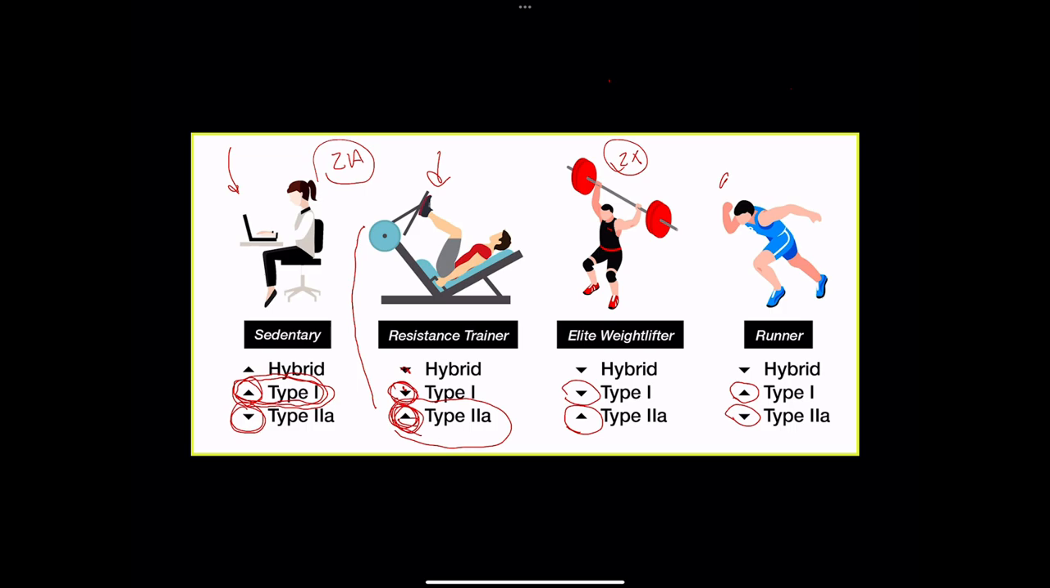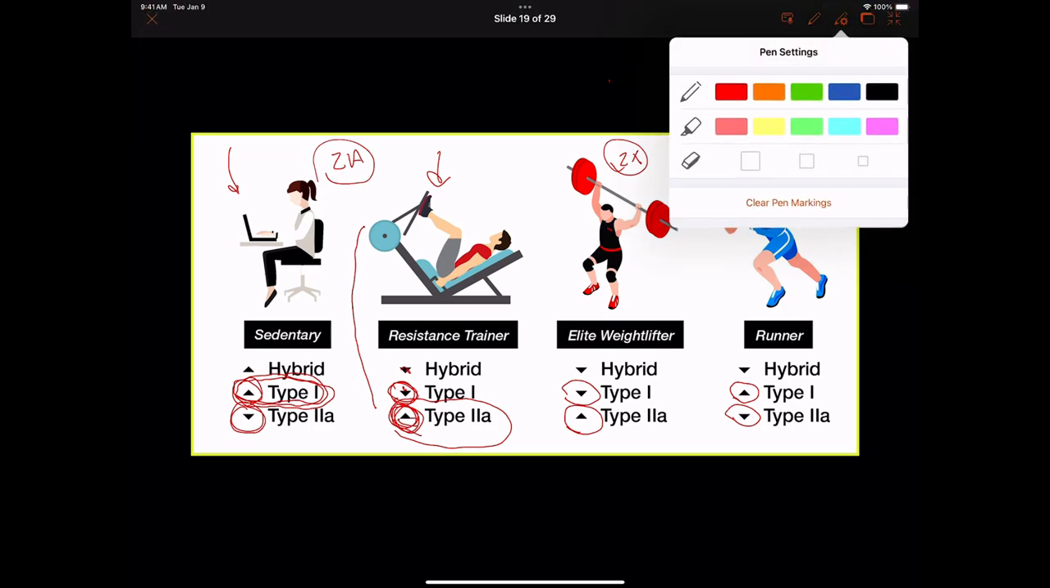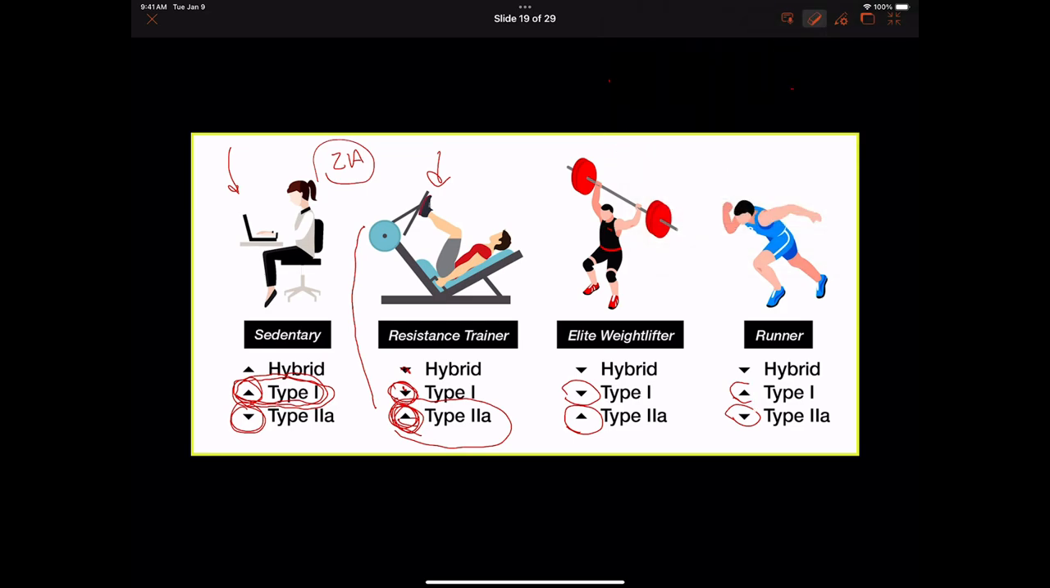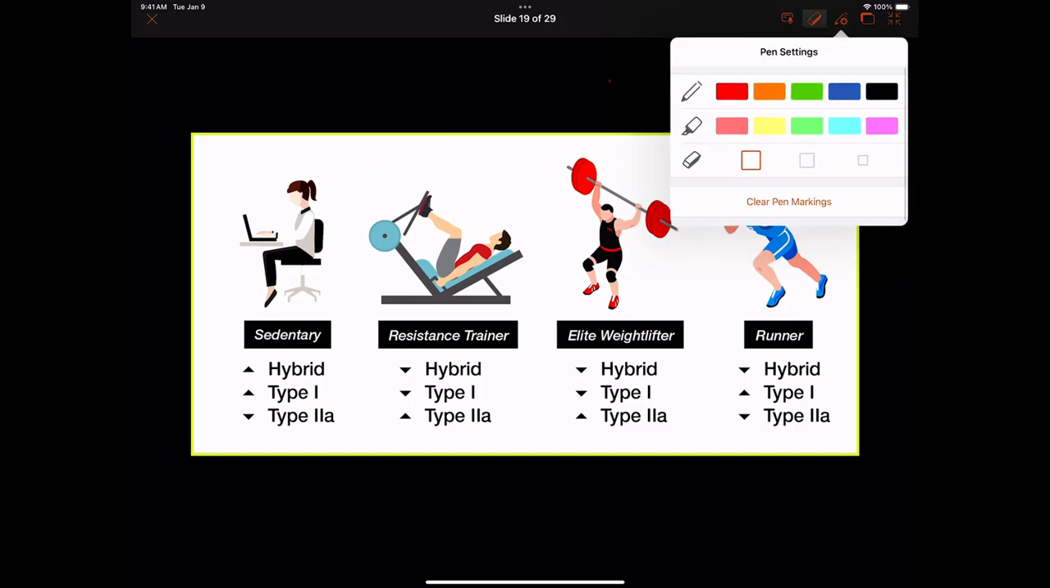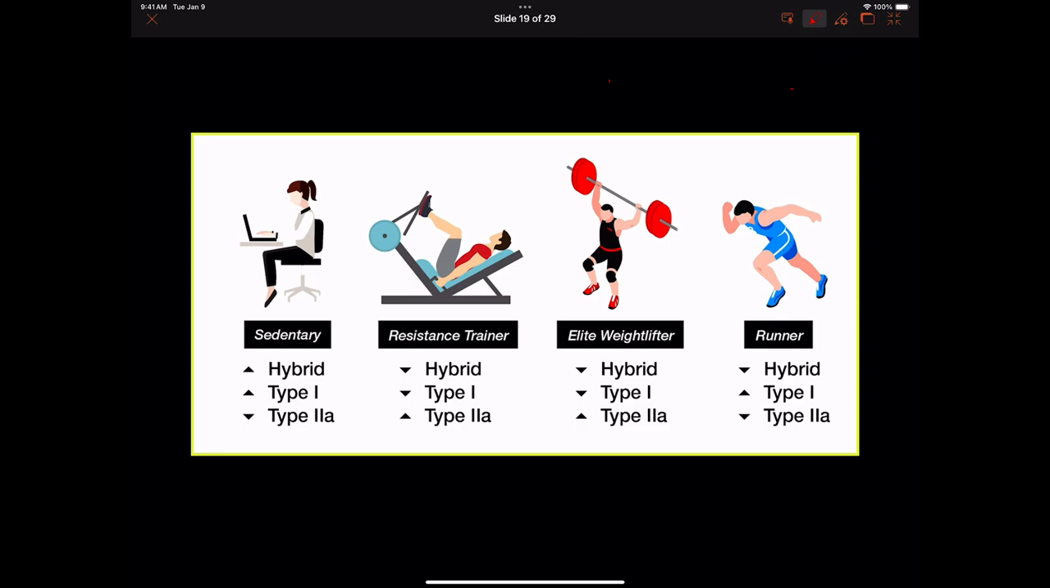So if I asked you on a quiz, hint, hint, wink, wink, what fibers would a runner primarily use? You should be able to go to this picture, look at the runner and say, okay, well, that arrow is going up right there. So that means that they're using more type 1 fibers and this arrow is going down. So they're using less type 2 fibers. Same thing here. Type 1 fibers are down, type 2 fibers are up.